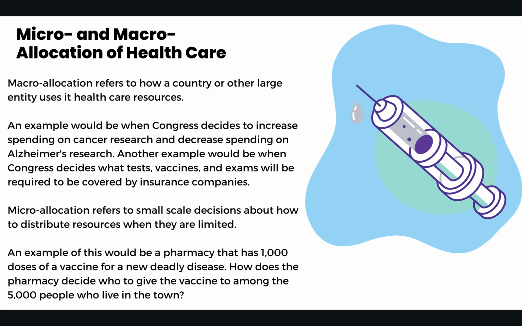Another example might be when Congress decides what tests, vaccines, and exams will be required to be covered by health insurance companies. Micro allocation, micro means small, and so it refers to small-scale decisions about how to distribute resources when they are limited. For example, maybe there's a pharmacy that has 1,000 doses of a vaccine for a new deadly disease. How does the pharmacy decide who to give the vaccine to among the 5,000 people that live in the town?